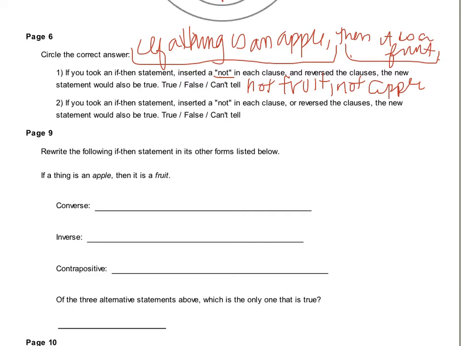Well, that statement is true because if you have something that is not a fruit, there's no way on earth it can be an apple. The second statement says if you took an if-then statement, inserted a not in each clause, or reversed the clauses, the new statement would also be true. So that's saying if we inserted a not or reversed it, not doing both. So then we could say if it's the first option, not an apple, then it's not a fruit. The second thing would be that if it's a fruit, then it's an apple.